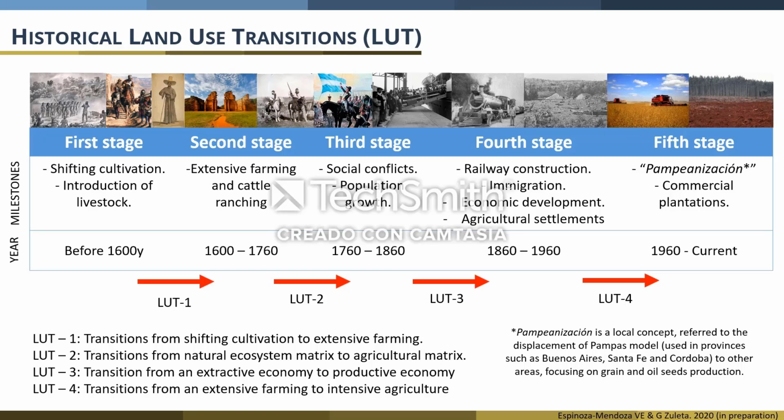So I want to highlight here a very local concept that is a Spanish word, pampeanización, that refers to the displacement of the Pampas model used in provinces such as Buenos Aires, Santa Fe, Córdoba, to other areas, focusing on grain and oilseeds production.